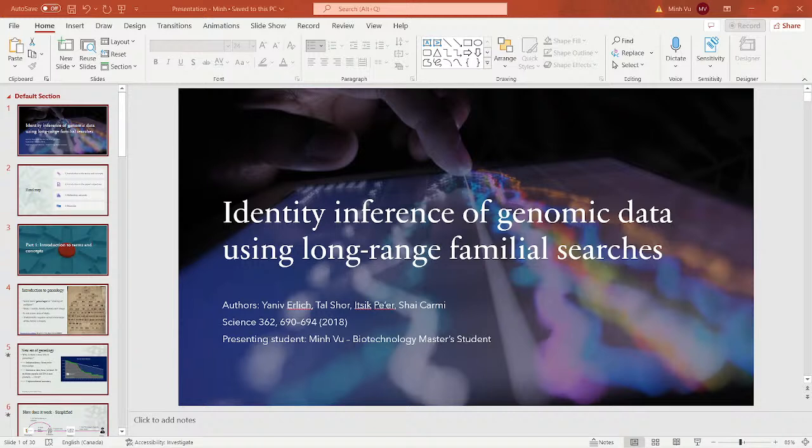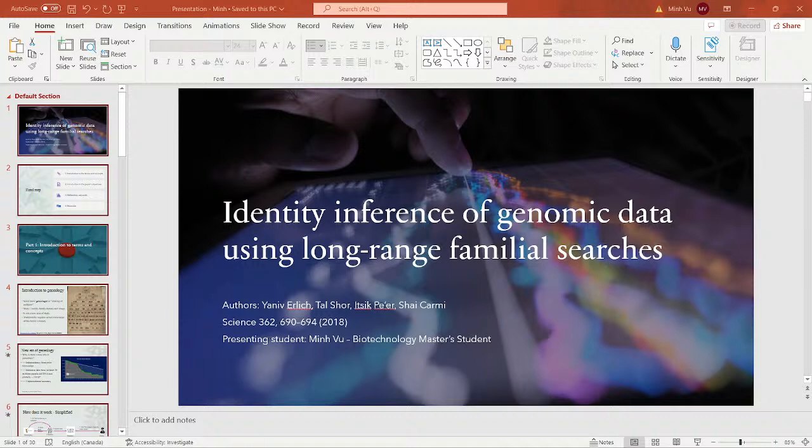So, for example, this is the self, and your sibling would share around 2,613 centimorgans of identical by descent segments, IBD segments. And then you and your first cousin would have 800 centimorgans shared, second cousin like 230, third cousin is 73, and so on and so forth. This is a very important chart because it is used as a reference for later studies.